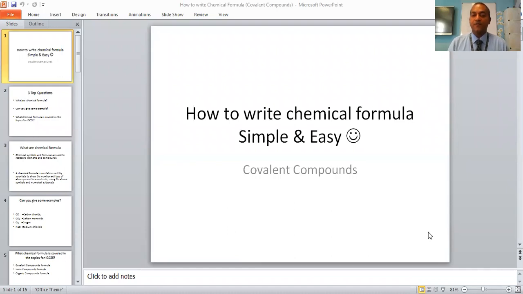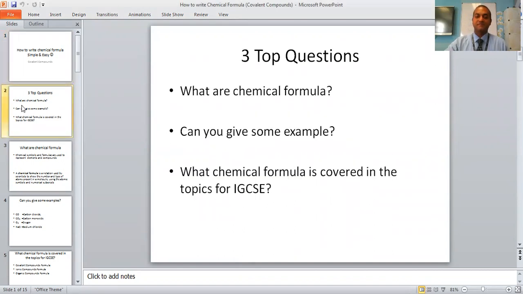How to write chemical formula, and it is specially made for covalent compound. So my three top questions for today. What are chemical formula? Can you give some example? What chemical formula is covered in the topic for the IGCSE students?